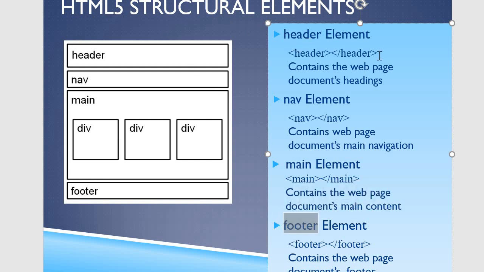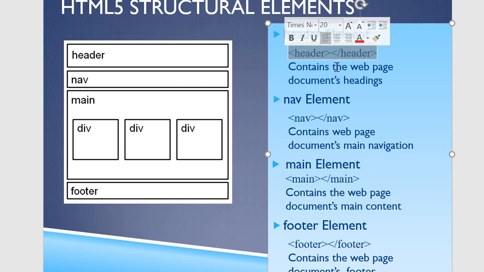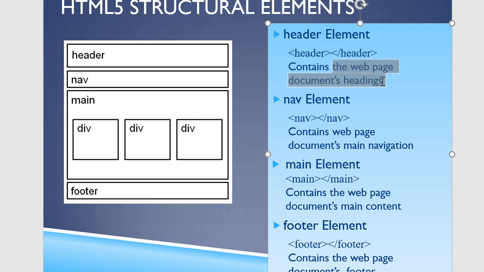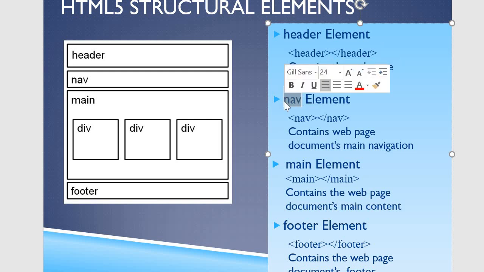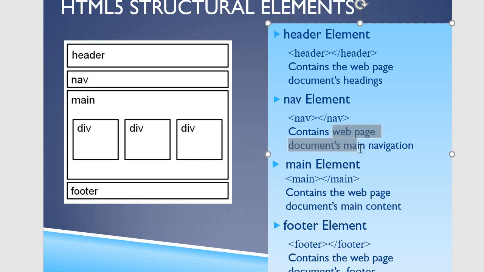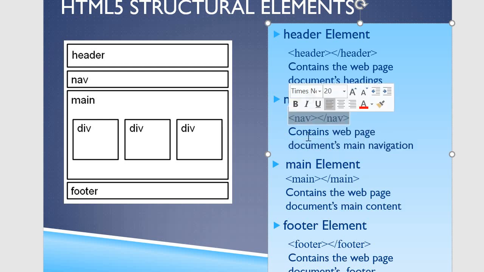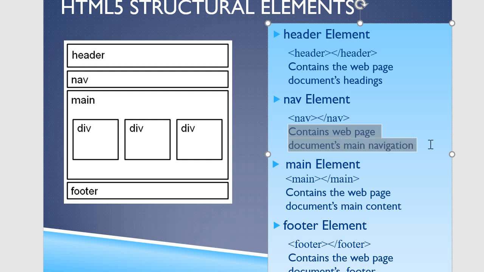Okay, header: the tag or syntax is this. It contains the web page document headings. Nav: when you came to show your first assignment, I asked you what is nav. What is nav? It contains the web page document's main navigation. So what is the use of nav? It contains the web page document's main navigation. This is also an HTML5 structural element.